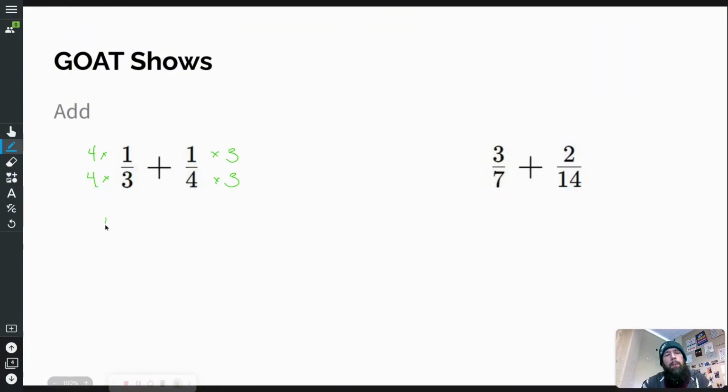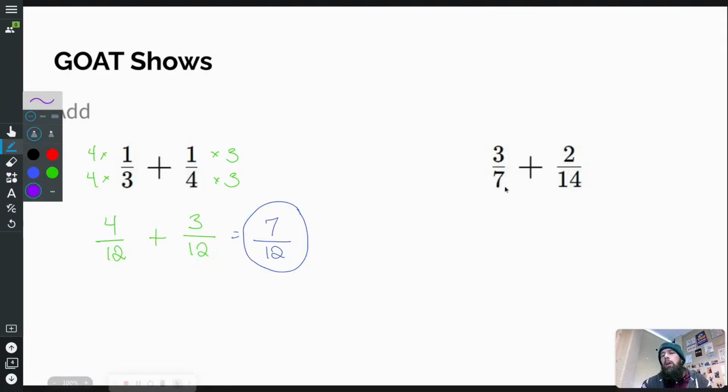4 times 1 is 4. 4 times 3 is 12. Plus sign. 1 times 3 is 3. 4 times 3 is 12. Now the denominators are the same and we can add them. 4 plus 3 is 7. Keep the 12s the same. Can I simplify that? Nope. So our answer is 7 over 12.